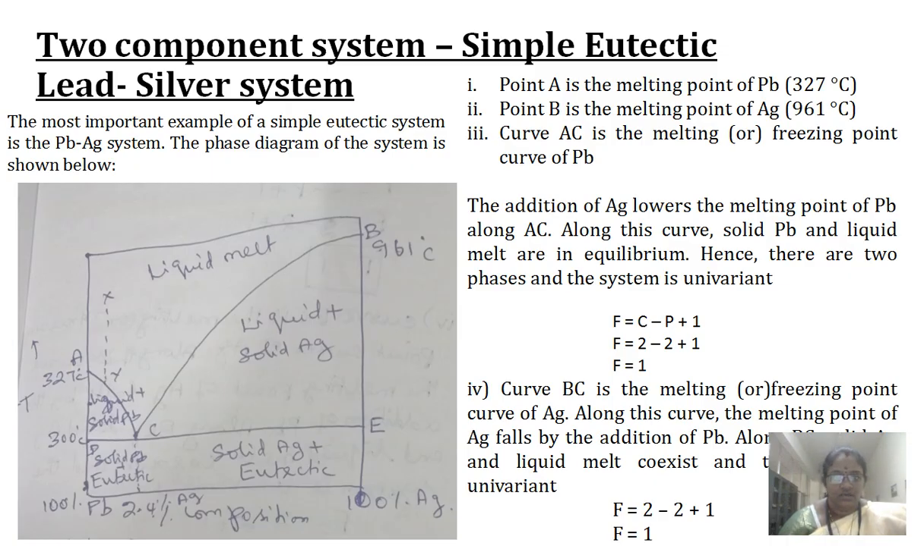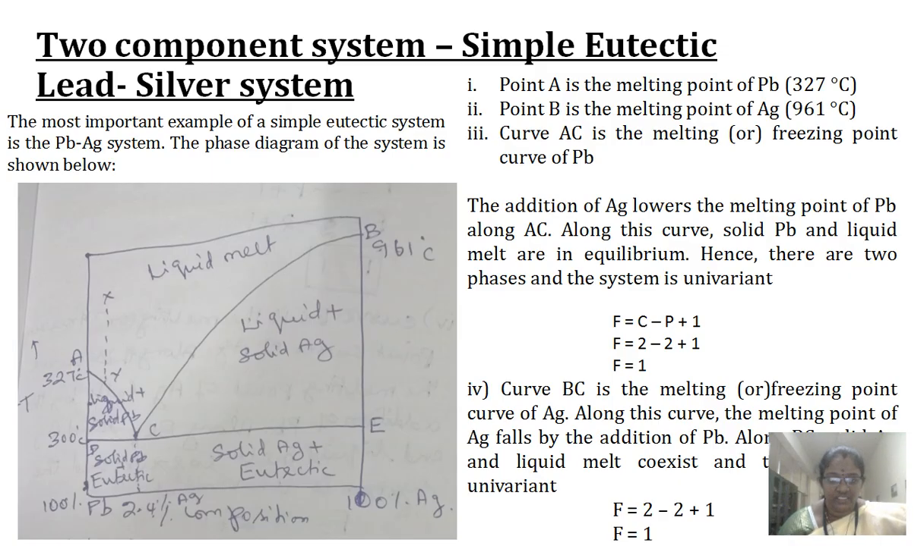In this, point A is the melting point of lead, that is 327 degrees Celsius. Point B is the melting point of silver, that is 961 degrees Celsius. Curve AC is the melting or freezing point curve of lead in this figure. So the addition of silver lowers the melting point of lead along the curve AC. Along this curve, solid lead and liquid melt are in equilibrium.